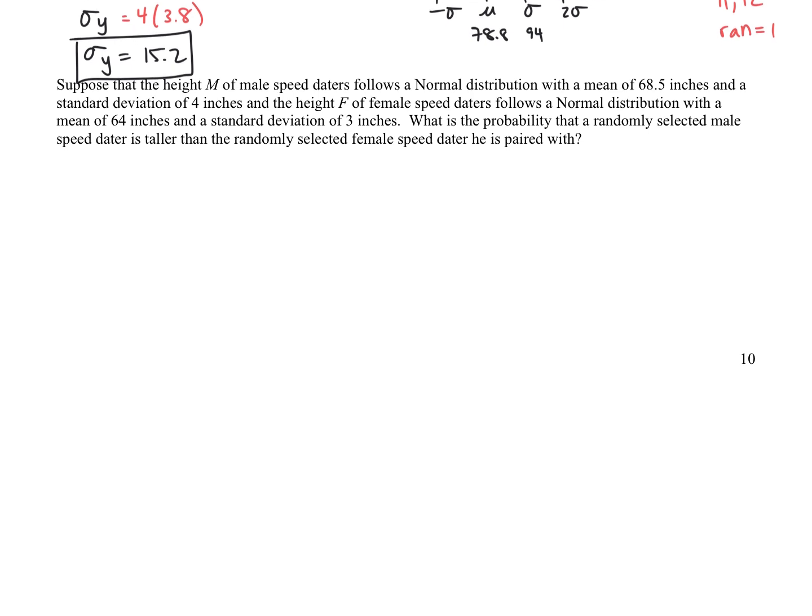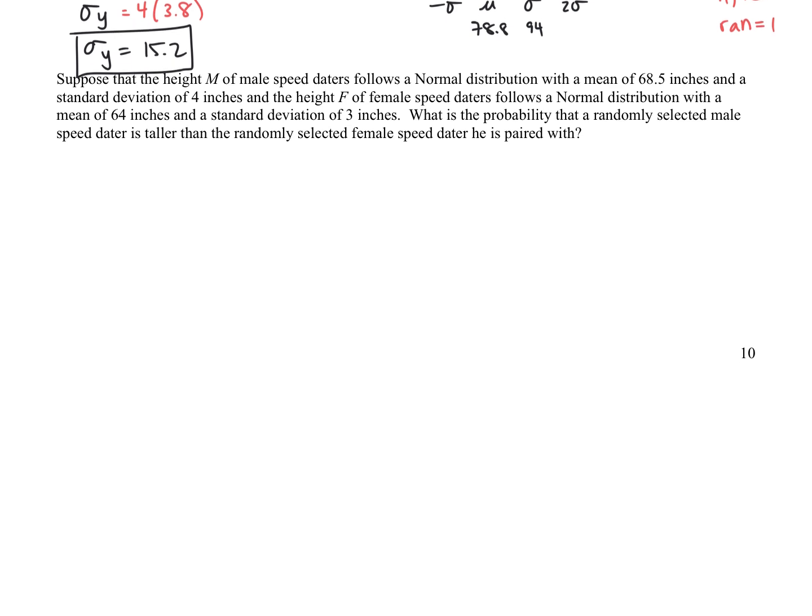Suppose that the height m of male speed daters follows a normal distribution with a mean of 68.5 and a standard deviation of 4, and the height f of female speed daters follows a normal distribution with a mean of 64 and a standard deviation of 3. What is the probability that a randomly selected male speed dater is taller than the randomly selected female dater he is paired with?